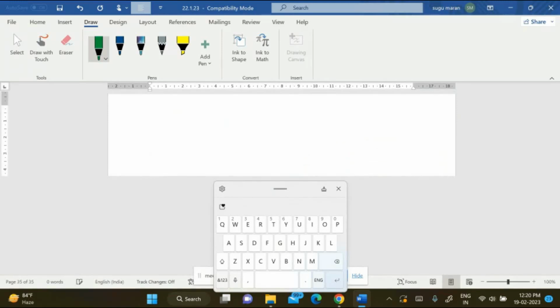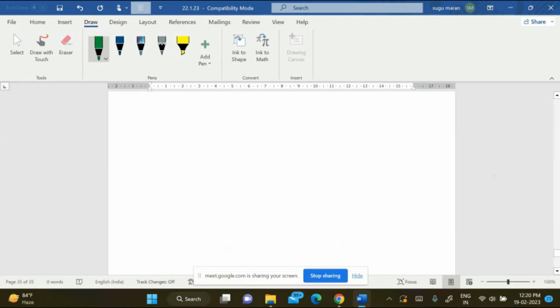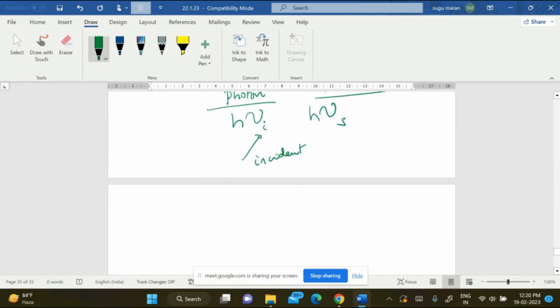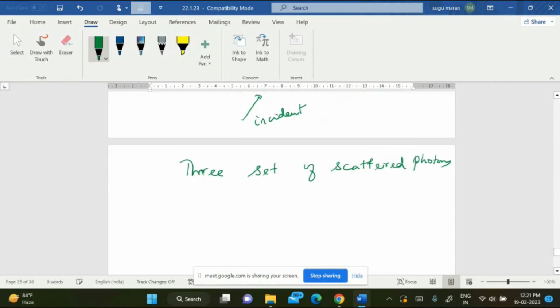In Raman spectroscopy we have three sets of scattered photons. What is the first? The first photon is the same: there is no change in the incident photon energy. What you send in, that light is scattered, the same, with no change in energy.